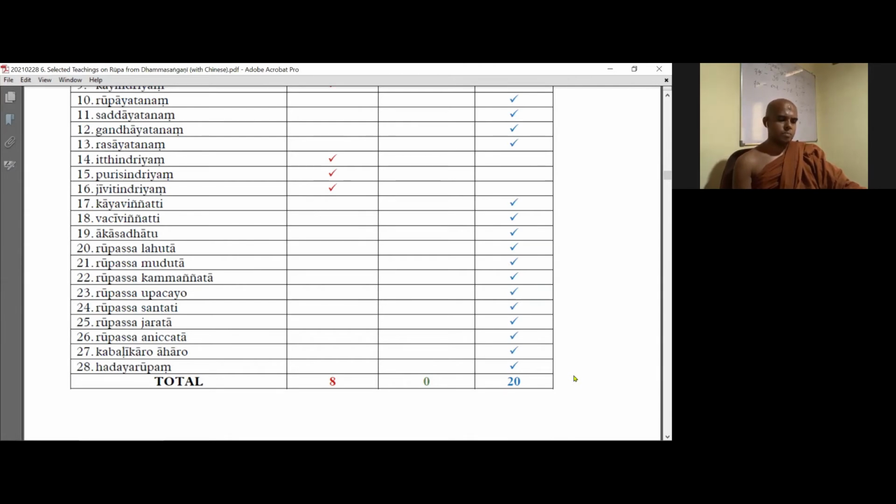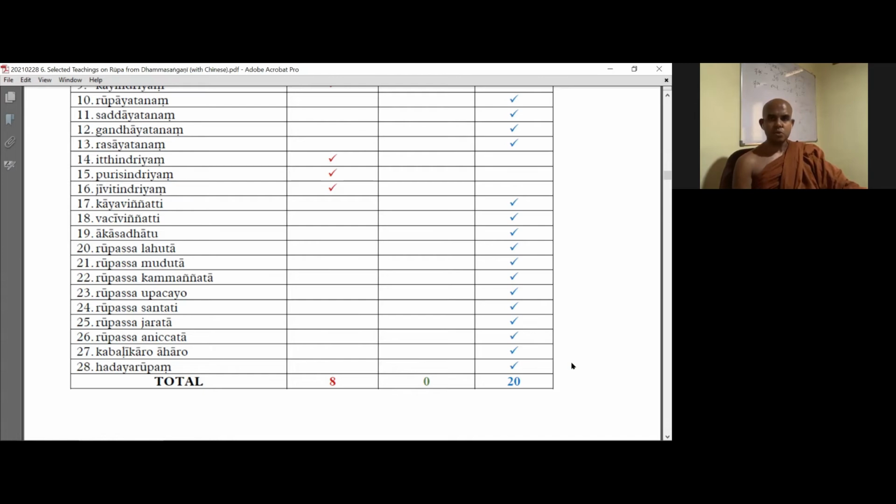This is especially for meditators who want to practice insight knowledge, vipassana meditation. When you are going to check the rupa, when you are going to see the rupa by mind, at that time, if you know the meaning of the rupa and the classification of the rupa, it is very easy to understand and very easy to discern the rupa.